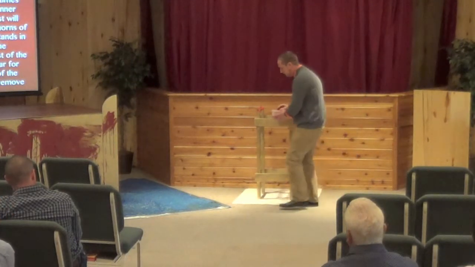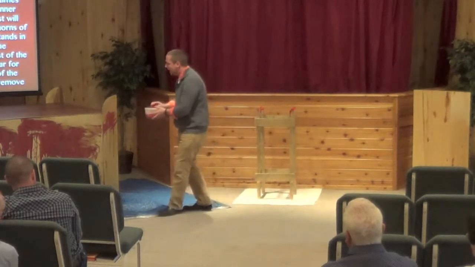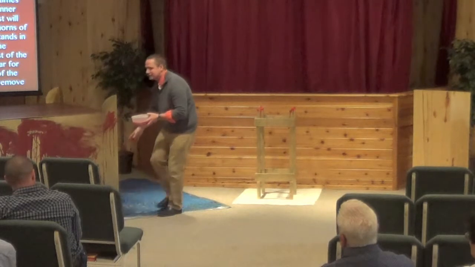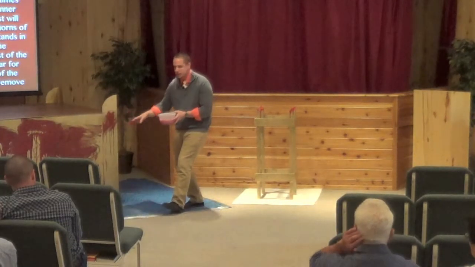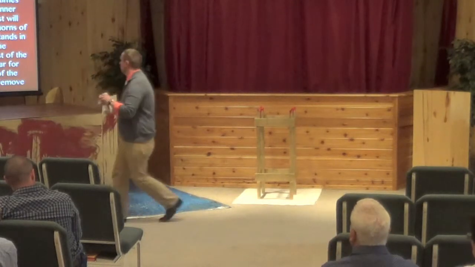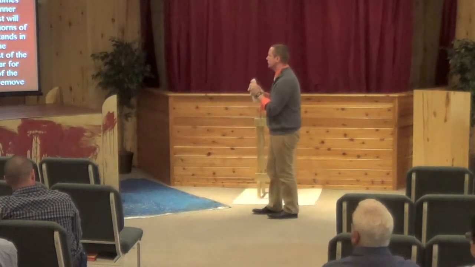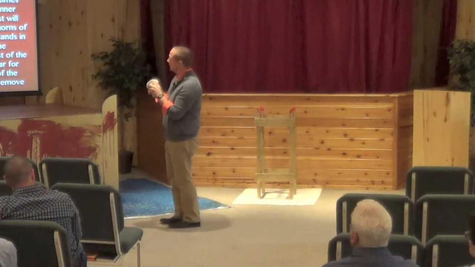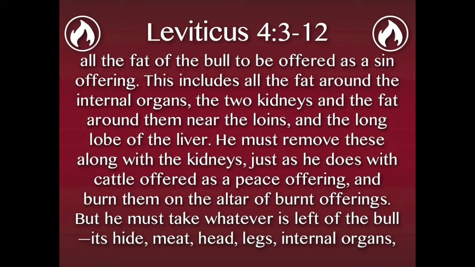And then he takes the rest of the blood, to be very careful here, he takes the rest of the blood and he would pour it out at the base of the altar. It doesn't go on the side of the altar, it comes out on the base of the altar. And then the priest must remove, the next slide, the priest must remove all the fat of the bull to be offered as a sin offering.